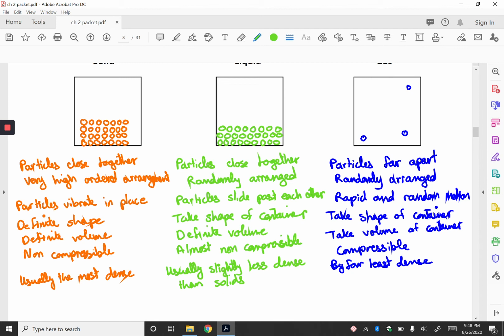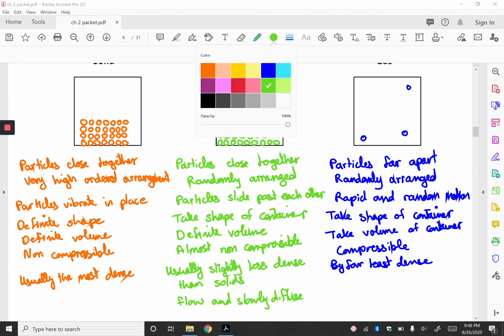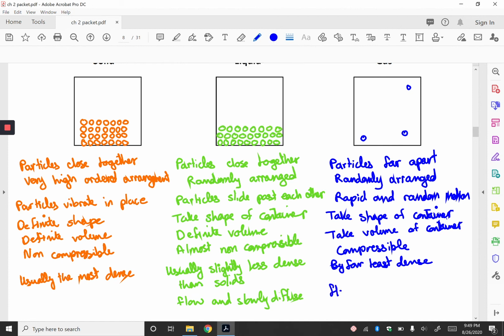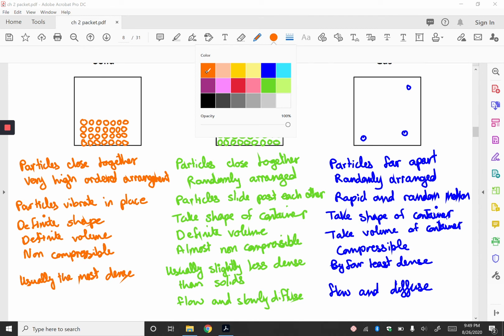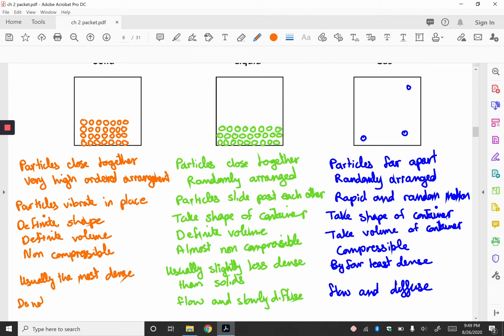Another difference is that liquids flow. They also slowly diffuse. Gases flow and diffuse, and they diffuse much faster than liquids do. And then solids do not flow or diffuse.